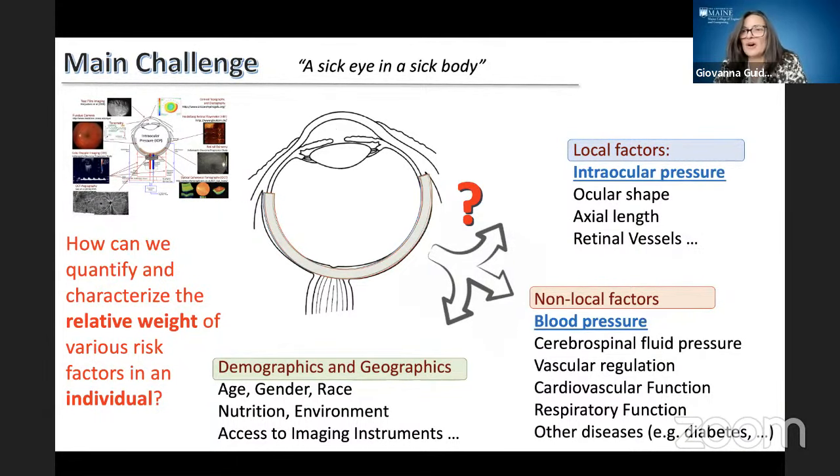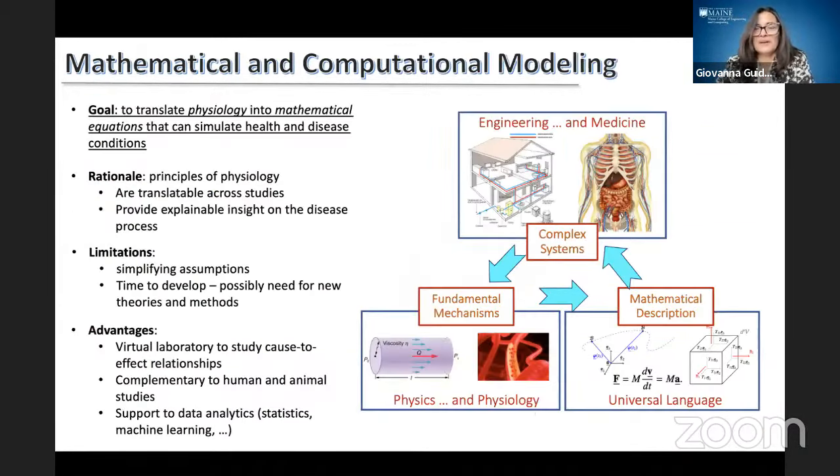And in particular, in this talk, I will focus on two factors: intraocular pressure and blood pressure. One is local and one is non-local. And I will show you how some of our work has helped disentangle the role of these two factors. So as Paul was mentioning at the introduction of the talk, mathematical modeling has really the goal of translating into mathematical equations principles of physics and physiology that basically embody the mechanisms driving certain phenomena.